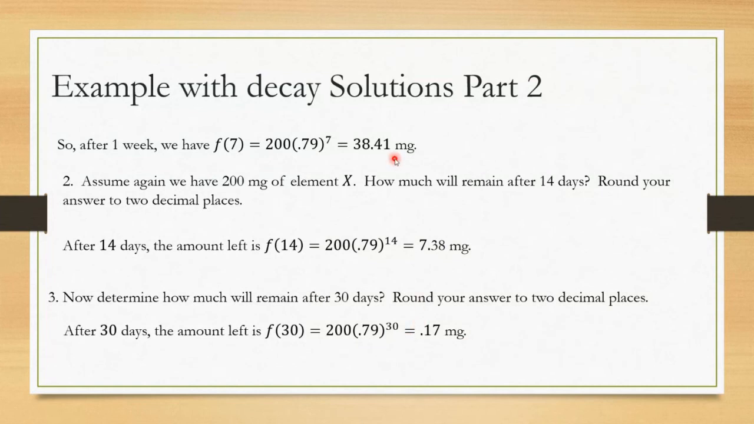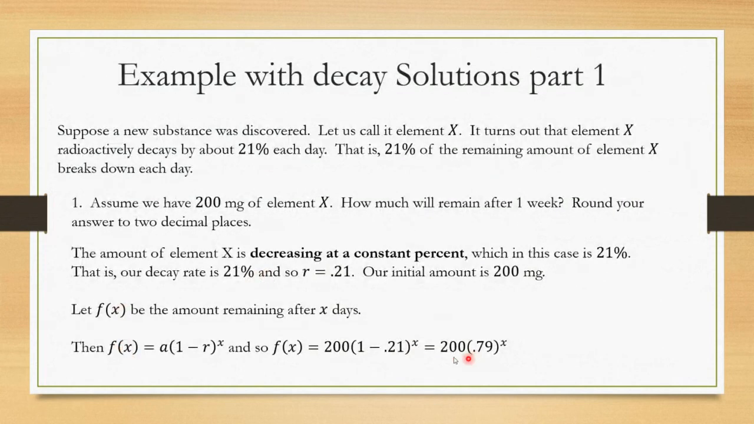I know the numbers here are getting smaller, and they're positive, of course. It actually turns out this will never, ever get to 0, no matter how big your exponent is. In other words, this is our f of x here. No matter how big this x is, you can never find an x so that this whole product equals 0. So in theory, the substance will always have some of it. We're always going to have some of element x. It's never going to completely vanish.